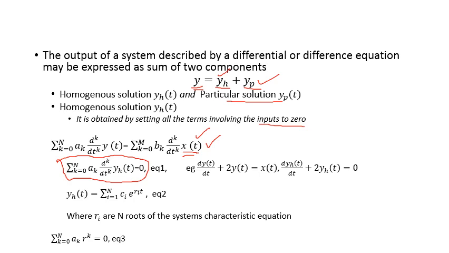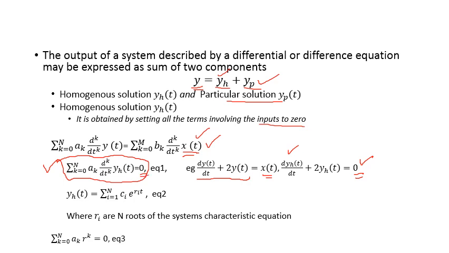So for example, we have a first order differential equation, for example this one, and this is equal to t. To obtain the homogeneous solution, we replace y(t) by y_h, and similarly the input is replaced with 0 as shown here. So the first step is to replace the inputs by 0.